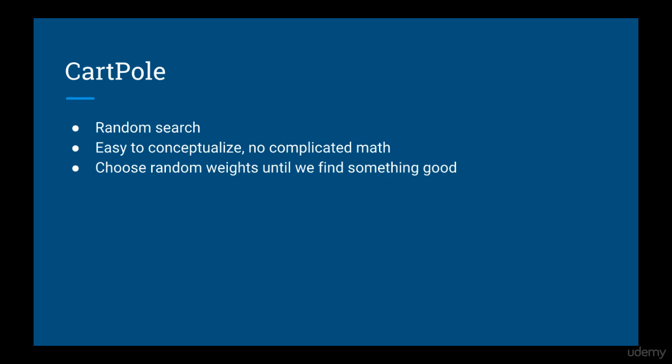The first algorithm we looked at was random search for CartPole. Random search is easy to conceptualize because it doesn't require any complicated math. Instead, we just keep choosing random weight vectors until we find a setting that's good.